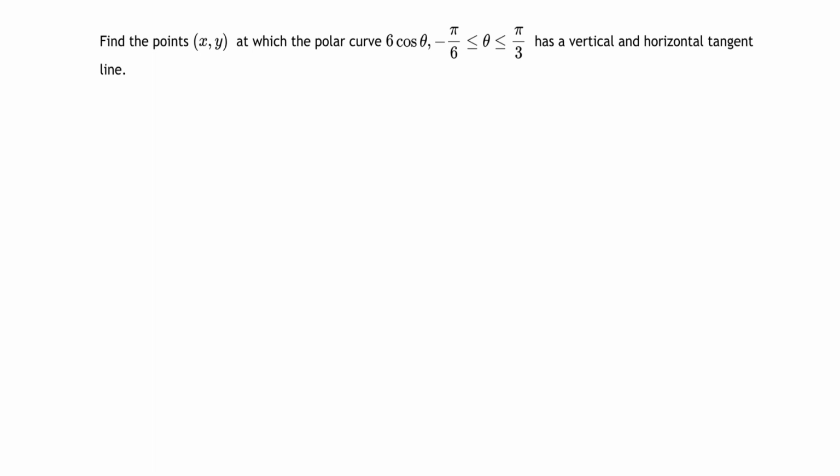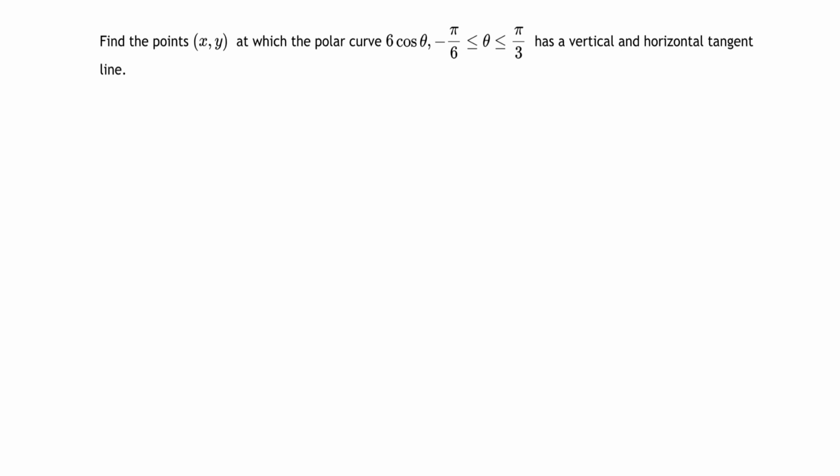When we are looking for places where a curve has vertical and horizontal tangent lines, that's equivalent to asking where the slope of the curve is undefined and where it is equal to 0. Specifically, in order to even begin this problem, we want to find the slope of the curve at any point. That is, we want to find dy/dx.